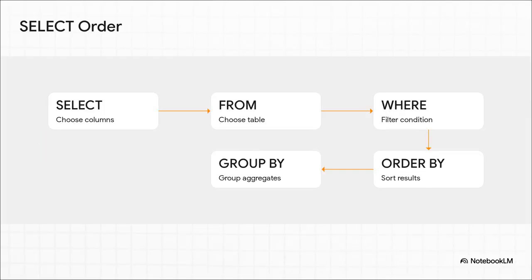To actually ask these complex questions and put these functions to work, you must structure your select statement in this exact logical order. Think of it like a grammar rule. You always start with what columns you want to select, tell it which table to pull from, filter those results with where, sort them with order by, and group your aggregates using group by. If you master this 5-step order, you can pull any insight you want out of your database.